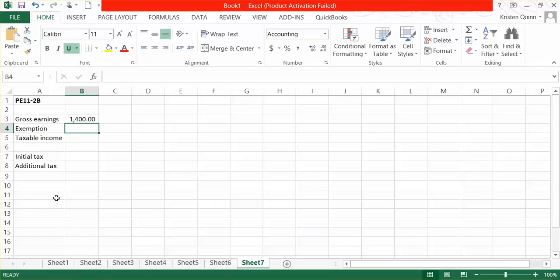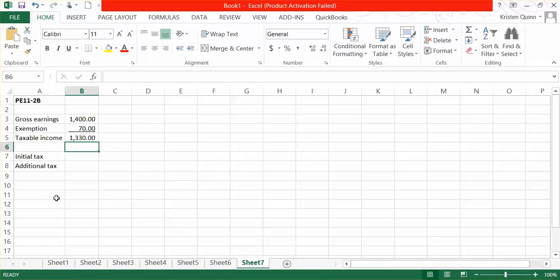So, in order to calculate his taxable income for federal income taxes only, we would take the $1,400 that he's earned in gross earnings, and we would subtract away the $70 for that exemption, giving us a taxable income of $1,330. Please note that we only will use this taxable income amount of $1,330 to calculate federal income taxes. We would not use that amount to calculate Social Security and Medicare.